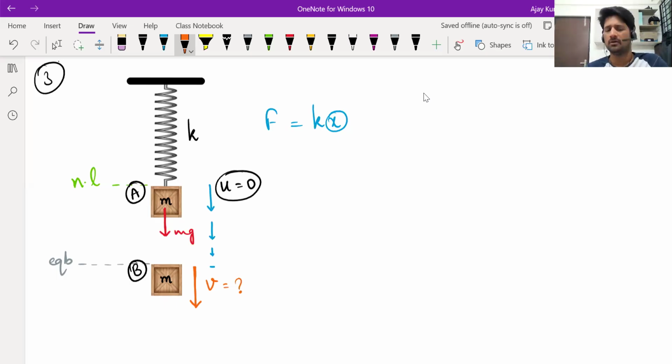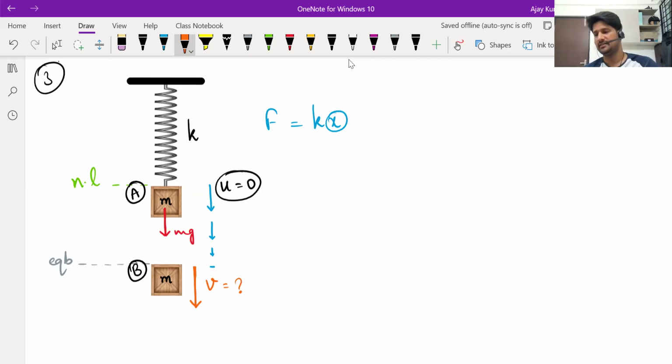Can any of you comment on this? Can any of you tell whether the acceleration of the block is going to be constant or not? The answer is there in the diagram itself. It's not constant. Why? Because the net force is decreasing, of course.